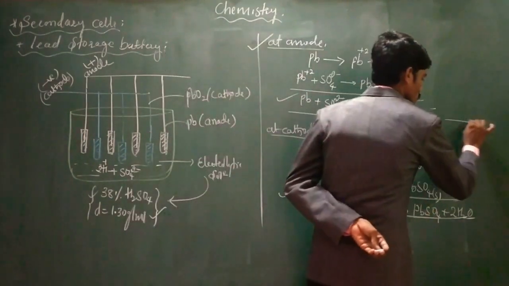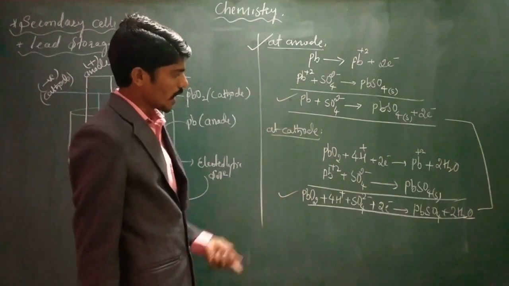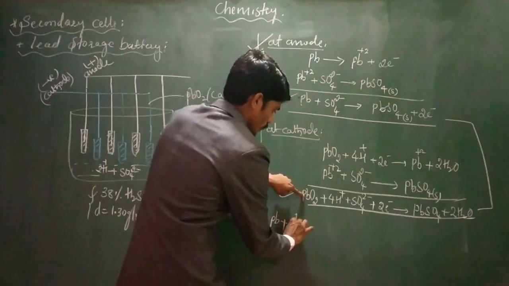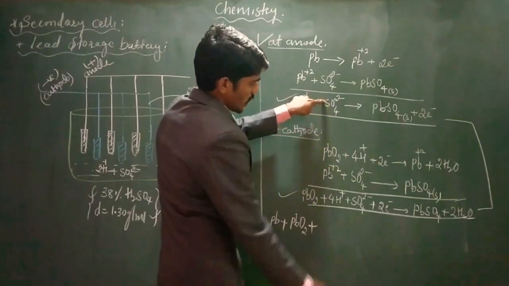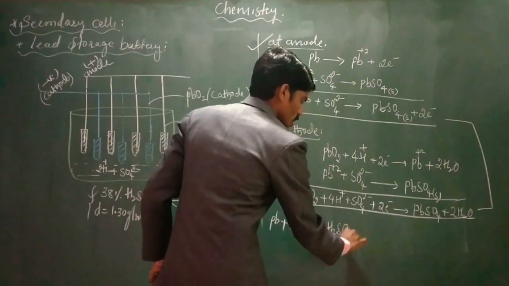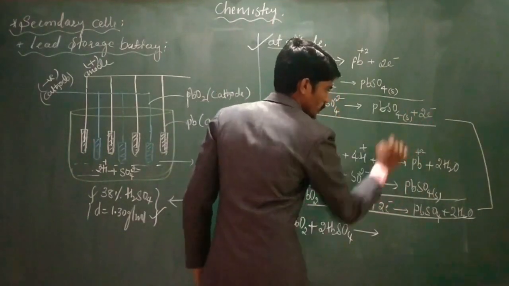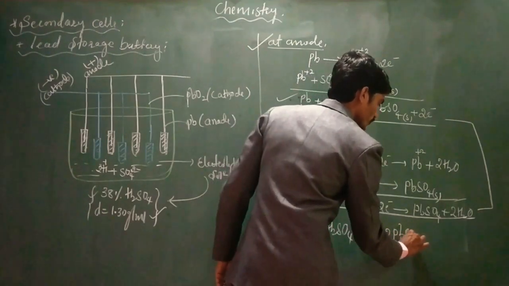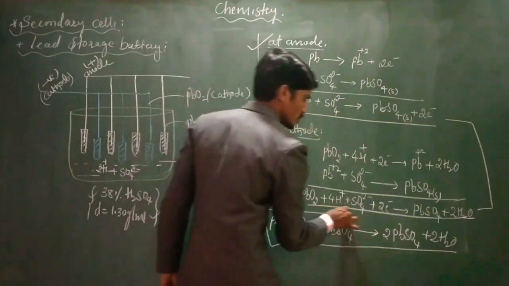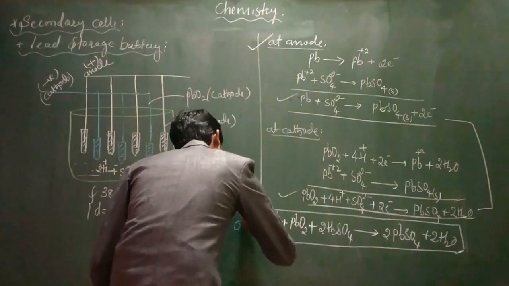Now the overall reaction: these two are the anode and cathode reactions, so add both. Pb plus PbO2, lead plus lead oxide, plus 2SO4, 4H+, gives 2H2SO4 on the left side. Here the 4H+ and 2 sulfate ions, and 2 electrons cancel. This gives rise to 2 lead sulfate plus 2H2O. This is the overall reaction in the lead storage battery while using it.